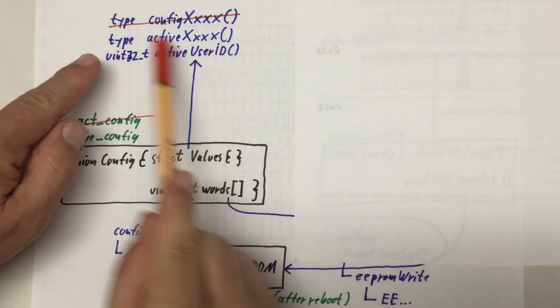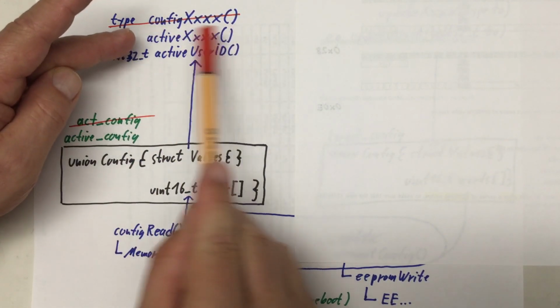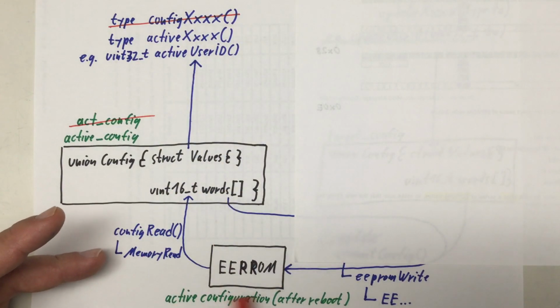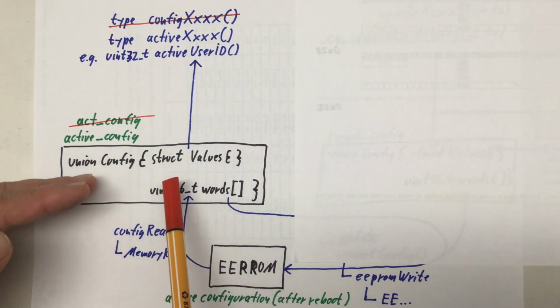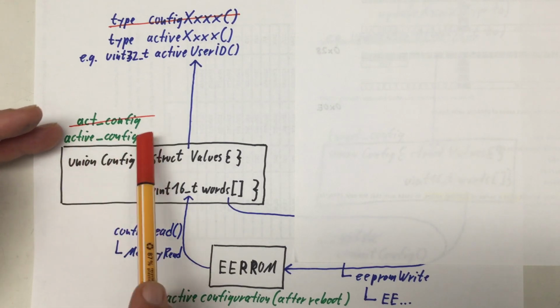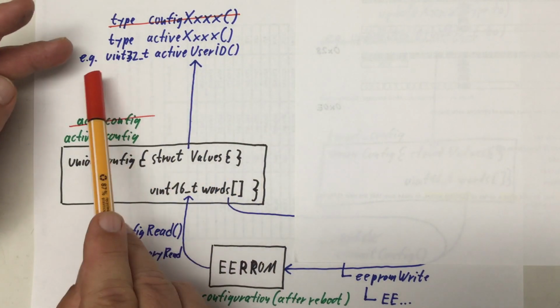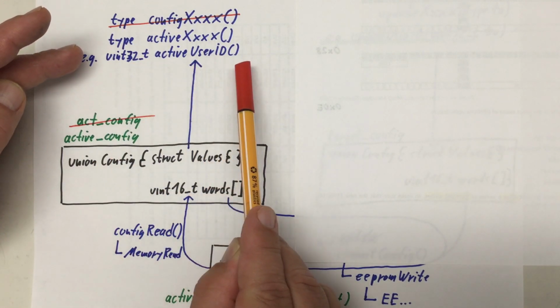Meanwhile, I renamed those methods too. They are now called active parameter name, because they return us the active configuration parameter from the EEPROM stored in the active config union config. For example, unsigned integer 32 active user ID.